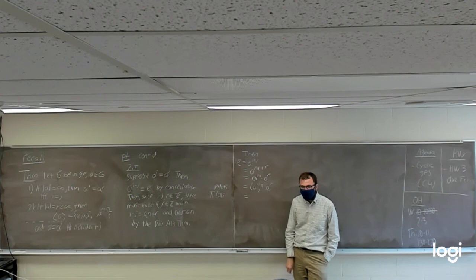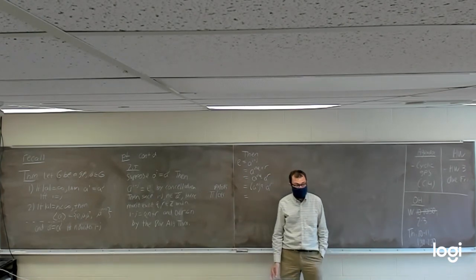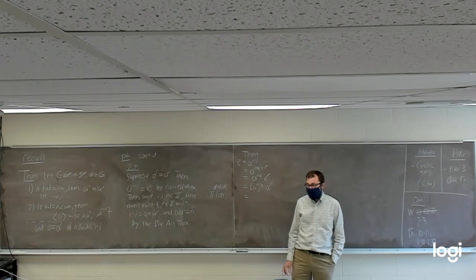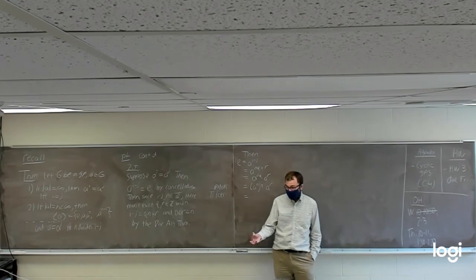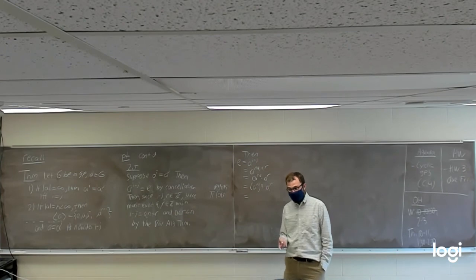And what do we know about a to the n? Let's look at the statement of the theorem. What did we assume about a that's going to tell us exactly what a to the n has to be? The identity. It has to be the identity. Why does it have to be the identity?